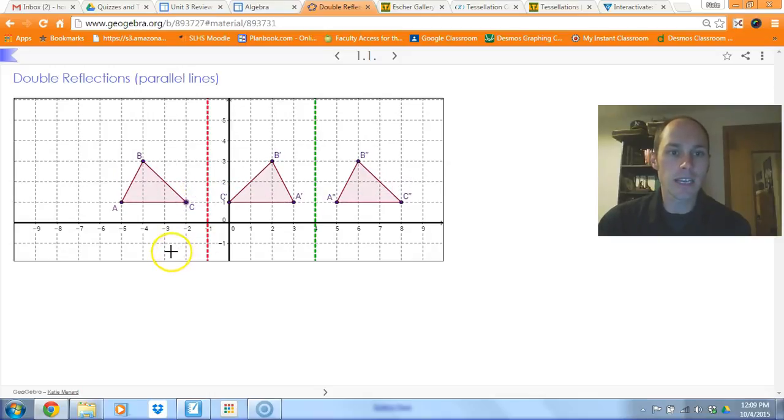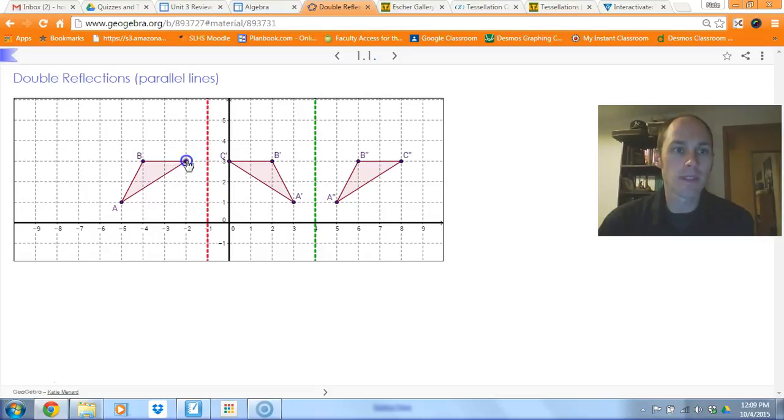So just take a second and figure out what you notice or what you wonder about with those double reflections. Jot down anything in your notes and then we'll discuss some of the properties that result through this double reflection. You can even click on the link and try this on your own.